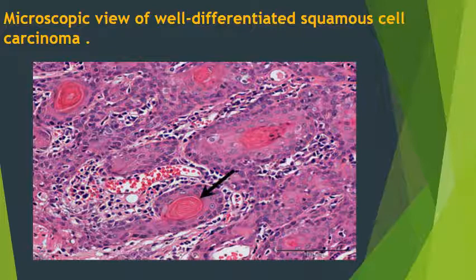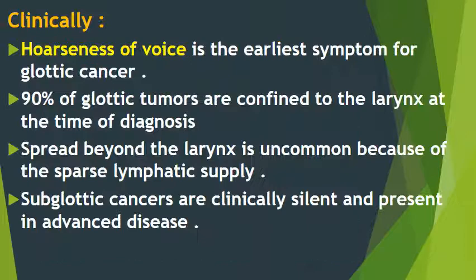Look at the keratin pearls that are represented. It's a very beautiful picture which represents the squamous cell carcinoma. You can print it in your mind that this is the typical picture of well-differentiated squamous cell carcinoma, including the keratin pearls, and look at the intercellular bridge between the epithelial cells. And this is the keratin pearls.